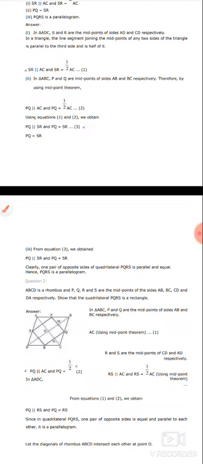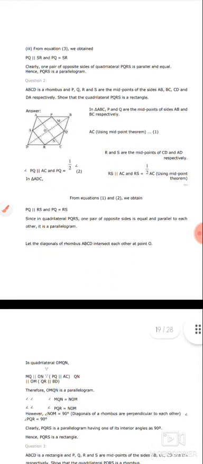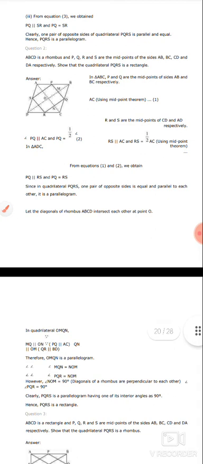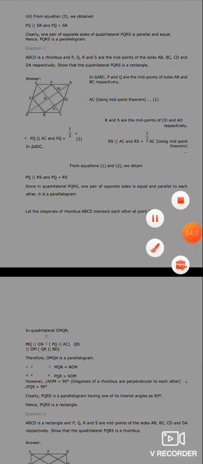First of all, you are given that the figure is a rhombus. So what are the properties of a rhombus? All sides are equal, the diagonals bisect each other at 90 degrees, and opposite sides are parallel. So these are the properties of a rhombus. Now you have to prove that the given quadrilateral is a rectangle.